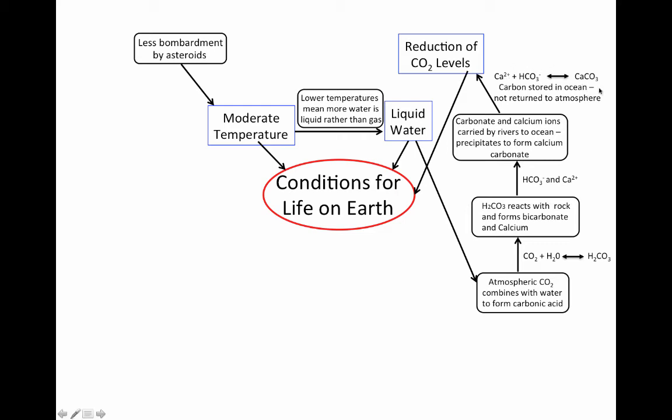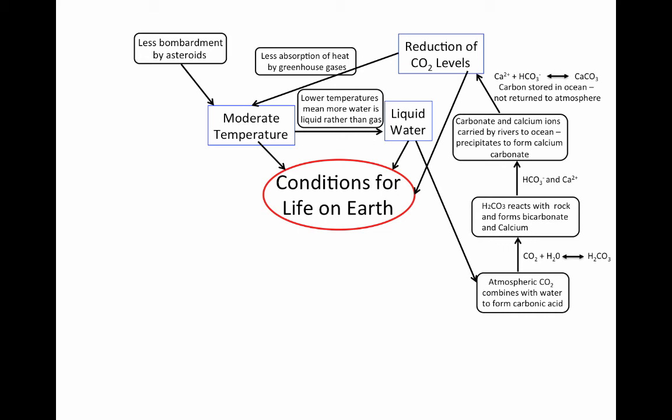So again, if the chemical equation is helpful to you, keep it in your map. If it's not, then don't. And again, these reduced carbon dioxide levels are critical for the conditions for life on Earth. But there's one more thing that this reduced carbon dioxide does, and that has to do also with the surface temperature of the Earth. So you might have heard of carbon dioxide as something called a greenhouse gas.